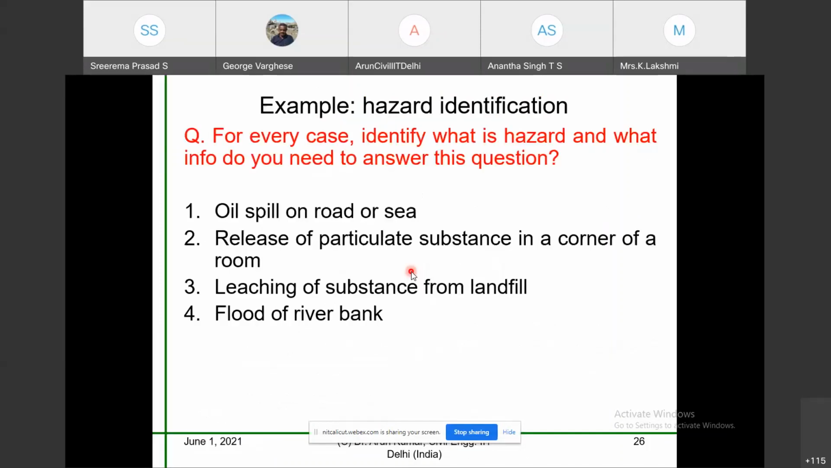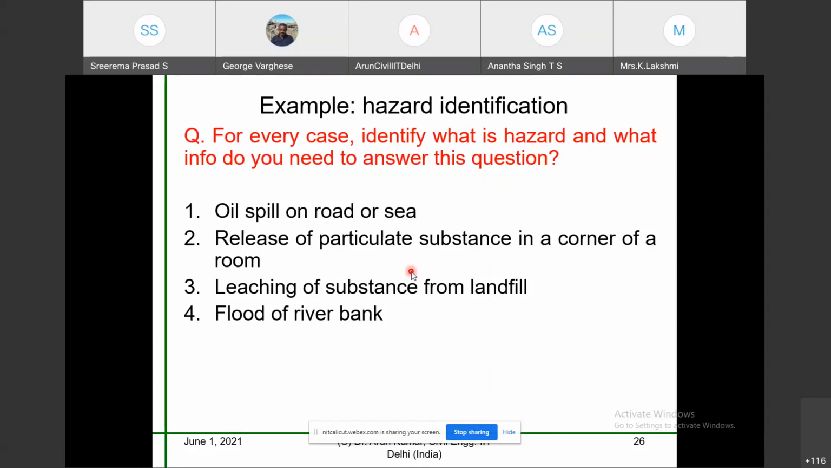So this is one example, just a regular risk assessment example, of how to find out the hazard. We have an oil spill on a road, or the release of a particulate substance in the corner of a room, the deodorant example, or leaching of substance from a landfill, or flooding of a river bank. These are some scenarios. Under each scenario, we have to find out what the hazard is and what information we need to characterize it. In the interest of time, I will take example two.